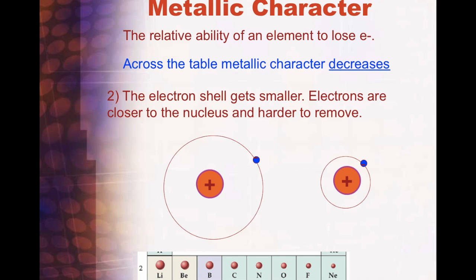So if we go across the table, again, fluorine is smaller than lithium, so the electrons are closer in. So fluorine doesn't want to lose electrons for 2 reasons. It doesn't want to lose electrons because it's got a small electron shell where the electrons are very close and feel a strong attraction to the positive nucleus.